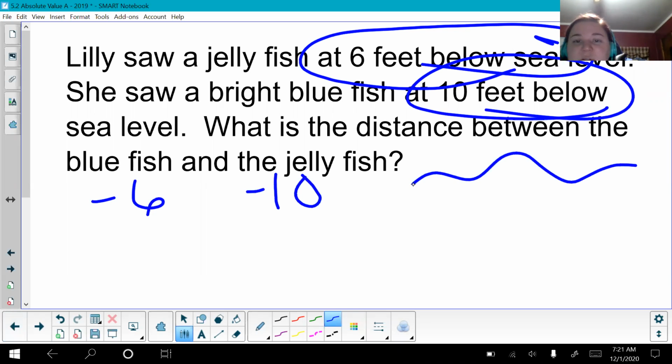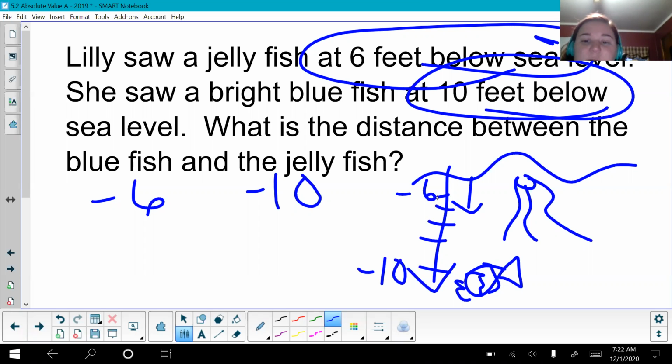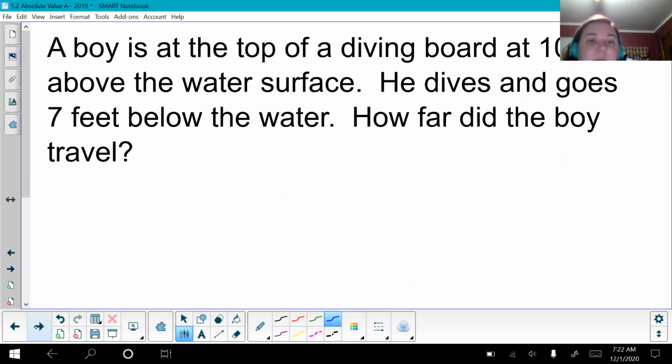So here's the surface. We got Mr. Jellyfish at -6. And then we got a bright blue starfish at -10. So how many spaces are in between here? This one's easy. They're both below, so you would subtract. There's 4.